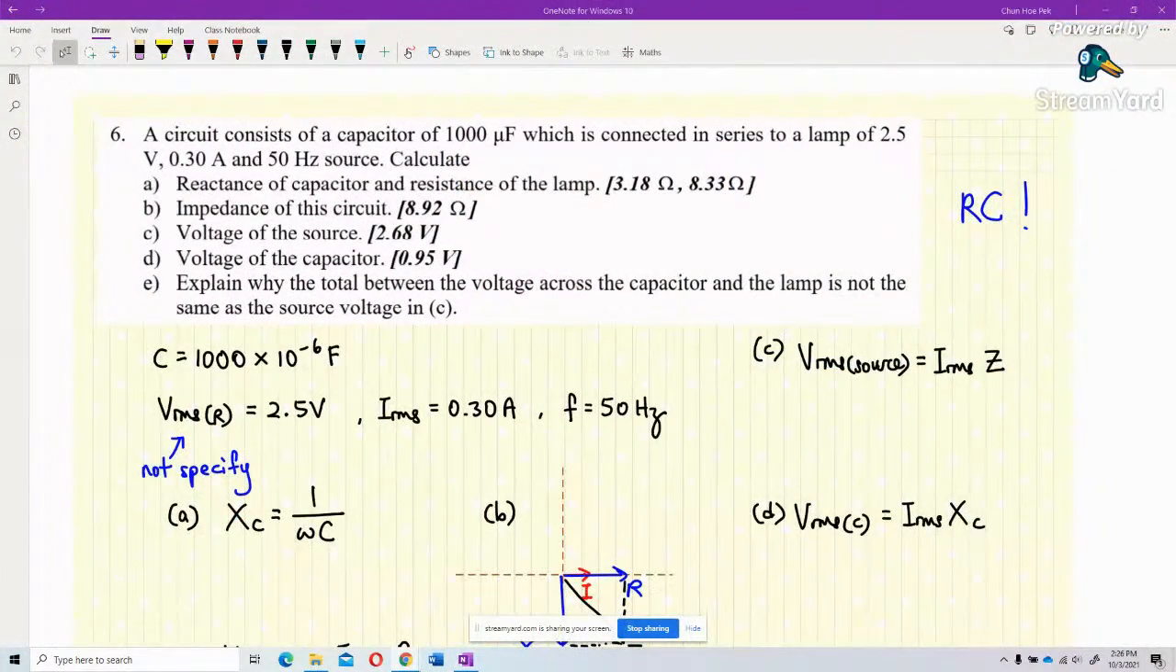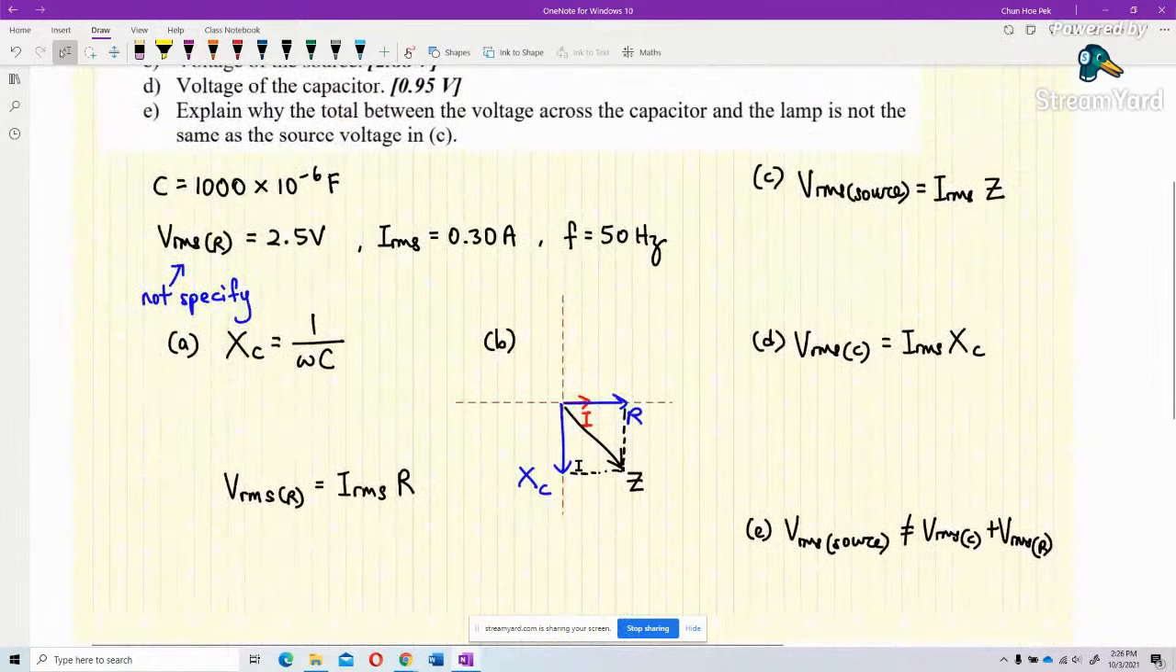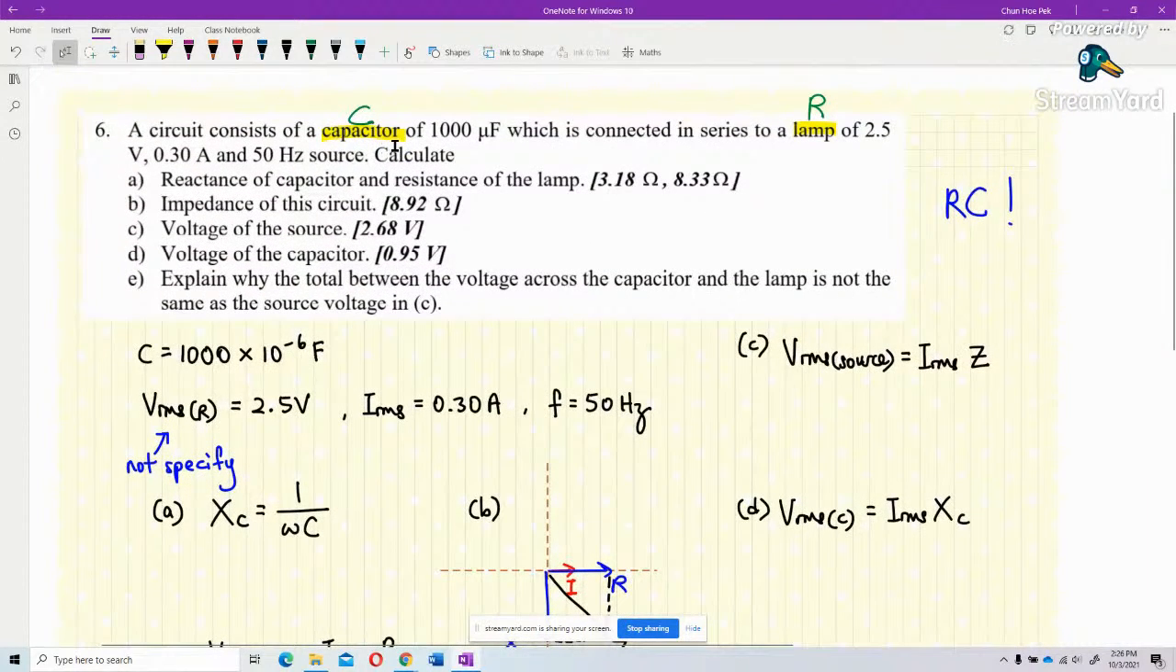Okay, now let's move on to our question. What components do we have here? We have a capacitor. We have a lamp. What is a lamp? Of course, it uses energy, so it is a resistor. Capacitor and resistor, so this is an RC circuit. There's no inductor. This is very important, because you must identify what kind of component first before you can draw the phasor diagram.